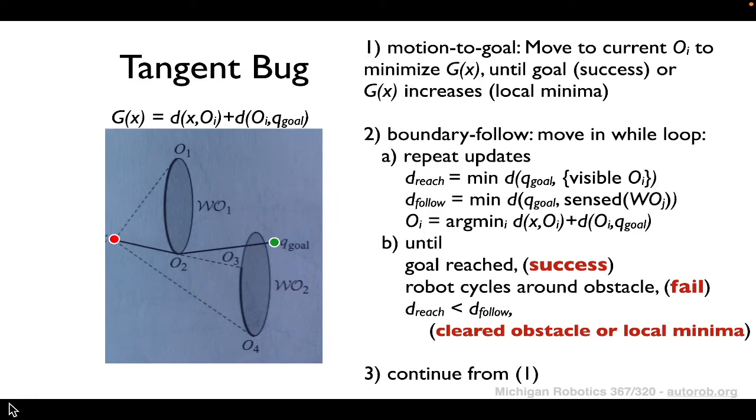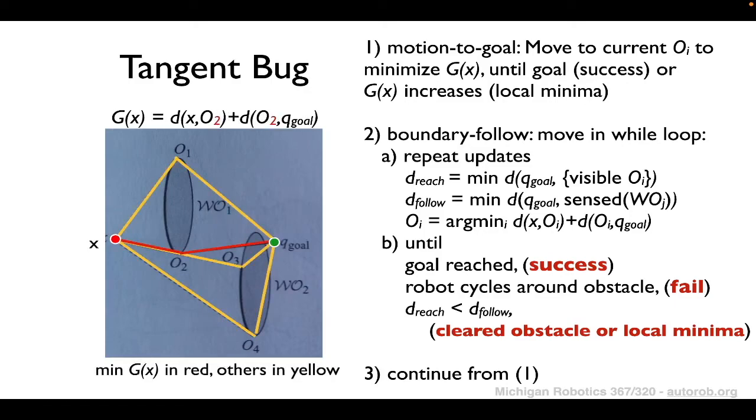So let's look at what this pseudocode would actually perform in the example that's shown on the left-hand slide. Given the starting location of the robot X, the first thing it's going to do is perform the motion to goal behavior. It's going to consider for each of the obstacle extents that it can view, which is O sub 1, O sub 2, O sub 3, and O sub 4, it's going to choose the obstacle extent to move towards that minimizes the heuristic, which in this case, we can visually inspect that it's this segment highlighted in red where my cursor is pointing. So it's going to be the segment from the current configuration to obstacle O sub 2, and then from O sub 2 to the goal.